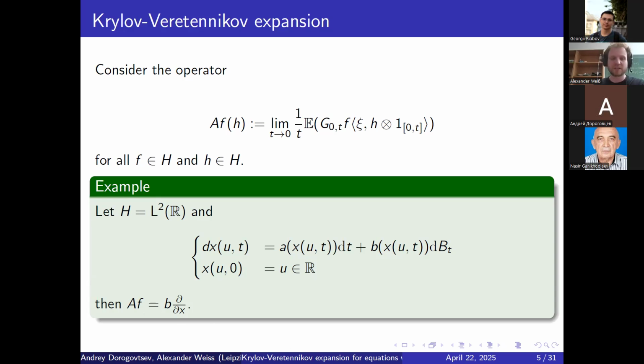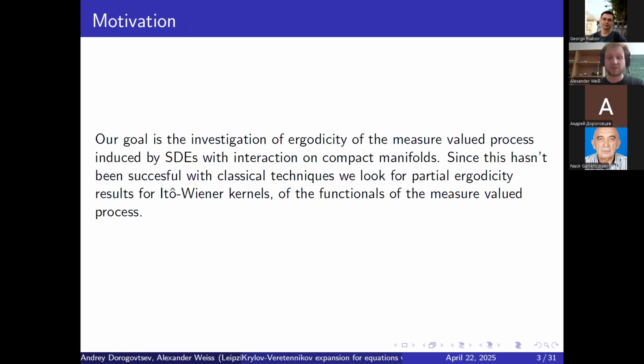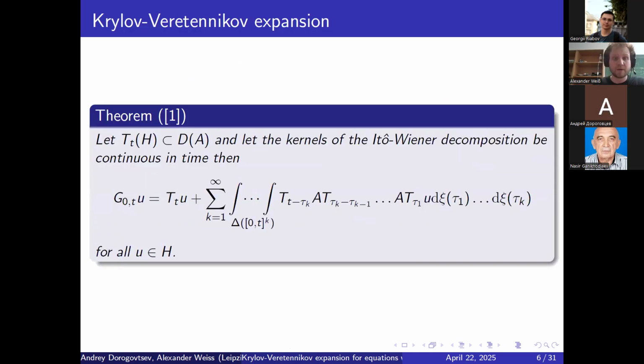And then one can see that the operator A must be of this kind. And if we look closely, this operator A is actually what we have in the Krylov-Veretennikov expansion. So it is one of the things that the Itô-Wiener expansion depends on, which comes from the solution. And now we finally come to the general result proven by Andrei Anatolievich.